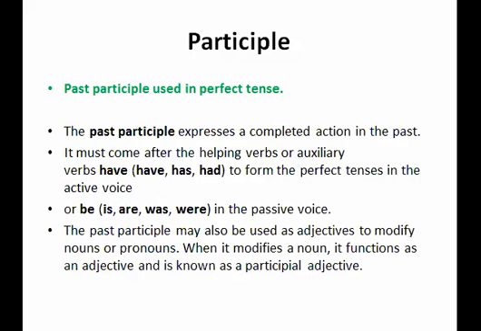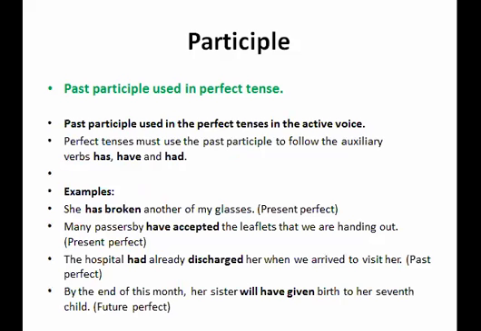The past participle expresses a completed action in the past. It must come after the helping verb or auxiliary verb has, have, and had to form the perfect tenses in the active voice. Or be, which is, are, was, were in the passive voice. The past participle may also be used as adjective to modify noun or pronoun. When it modifies a noun, it functions as an adjective and is known as a participle adjective.